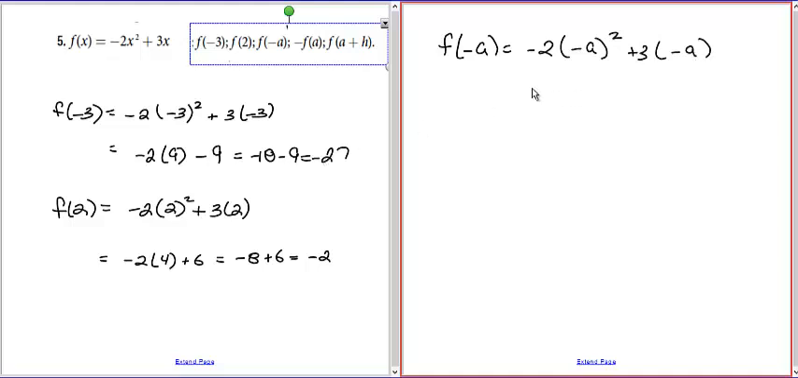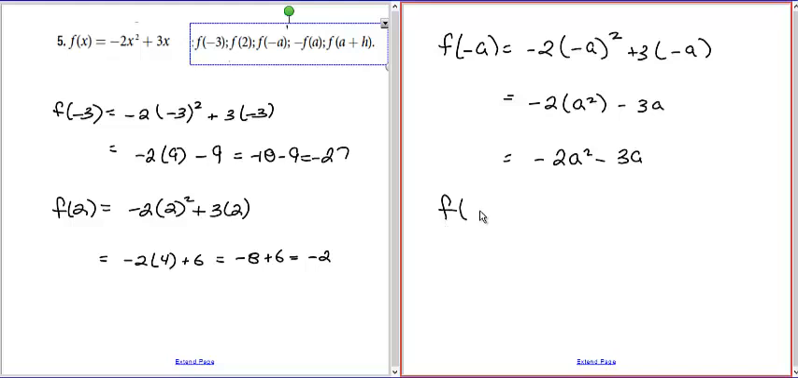Instead of a number, it's a letter. And then we clean things up. So negative a squared is positive a squared. So the negatives cancel out here. Here you get 3 times negative a, so that's negative 3a. And then finally we can get rid of the parentheses, so you get negative 2a squared minus 3a. That's f of negative a.